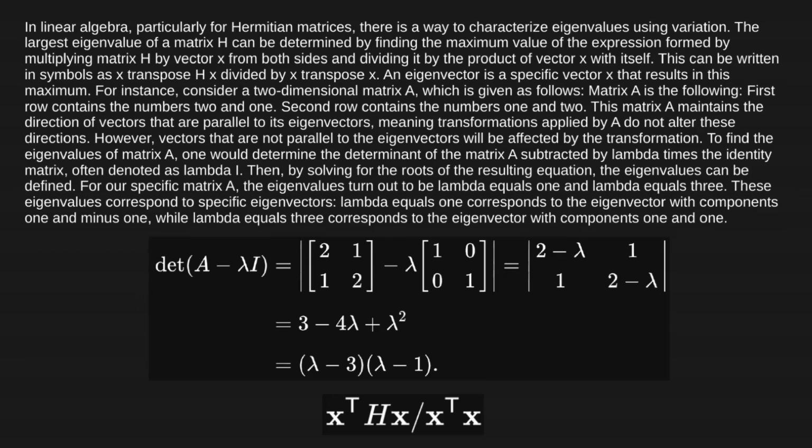To find the eigenvalues of matrix A, one would determine the determinant of the matrix A minus lambda times the identity matrix, often denoted as lambda I. Then, by solving for the roots of the resulting equation, the eigenvalues can be defined. For our specific matrix A, the eigenvalues turn out to be lambda equals 1 and lambda equals 3. These eigenvalues correspond to specific eigenvectors. Lambda equals 1 corresponds to the eigenvector with components 1 and minus 1, while lambda equals 3 corresponds to the eigenvector with components 1 and 1.